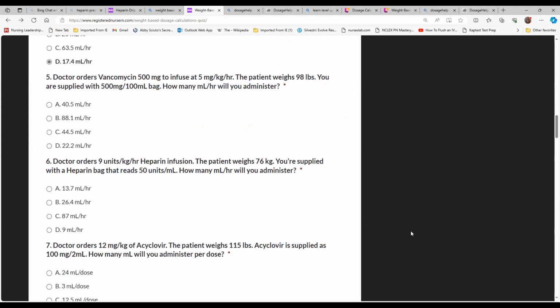All right. Let's look at the next one. Again, this is just asking us for mLs per hour, so we just need our desired dose over what we have on hand. Our patient weighs 98. We have 5 milligrams per kilogram ordered, and it's per hour, so we're good there. And then on hand, we have 500 milligrams per 100 ml.